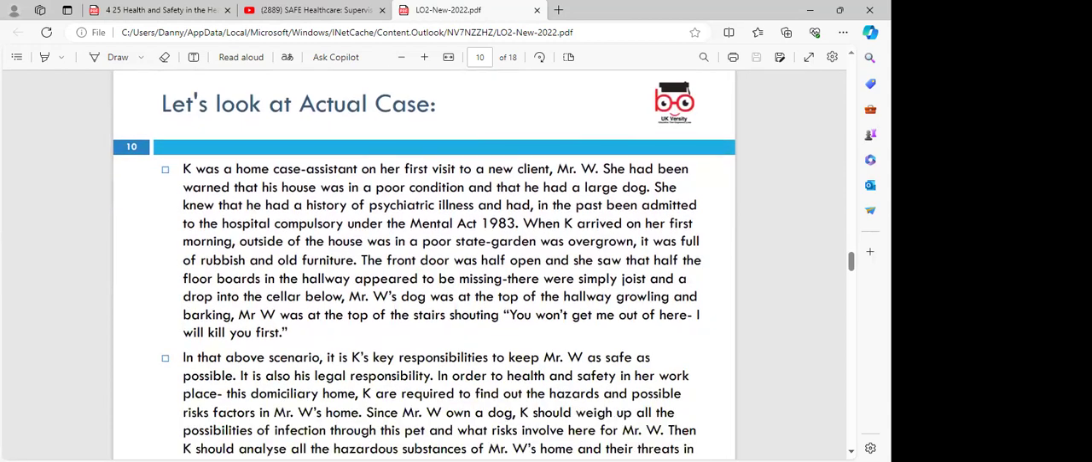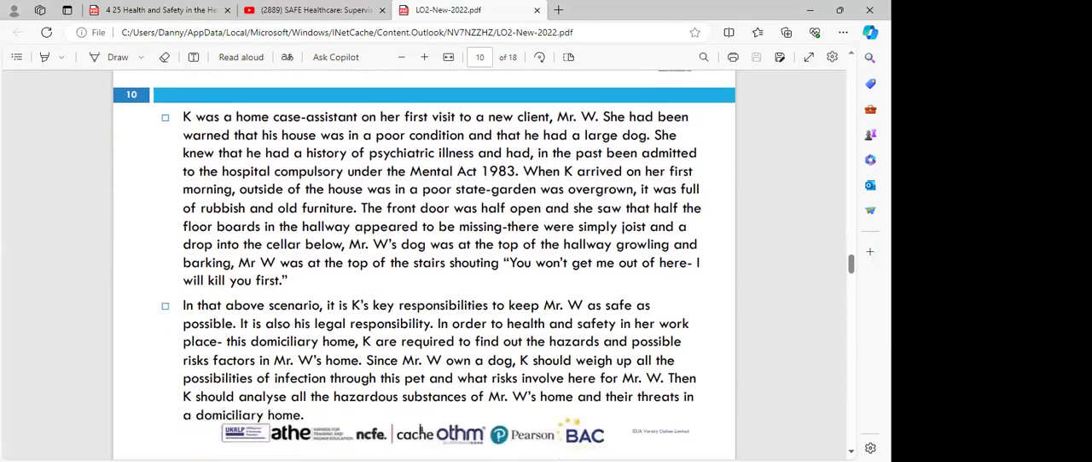So let's look at, Vanessa, a real case, an actual case that happened. Okay, K was a home assistant on the first visit to a new client, Mr. W. She had been warned that his house was in a poor condition and that he had a large dog. She knew that he had a history of psychiatric illness and had in the past been admitted to hospital compulsorily under the Mental Health Act 1983.